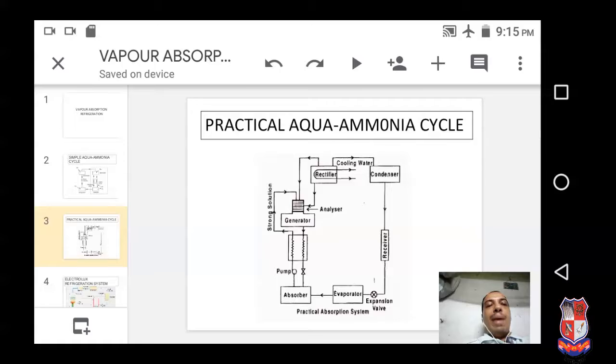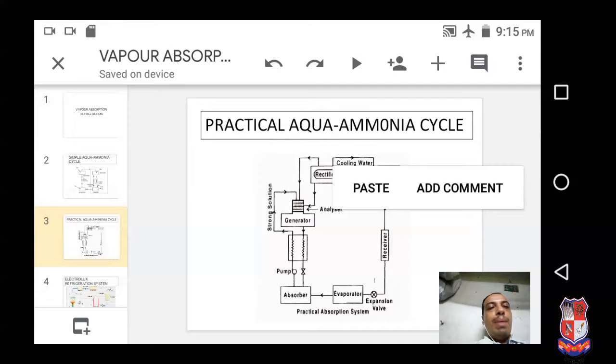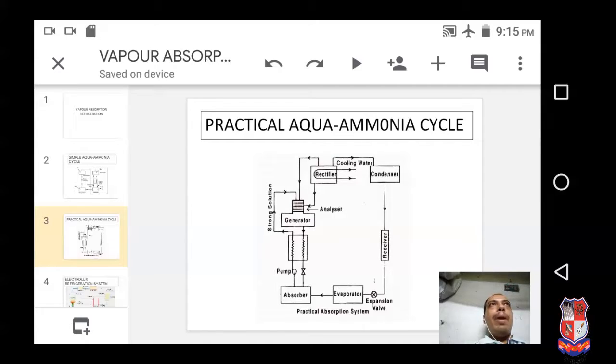When it passes through this perforated tray, some heat exchanging takes place between the vapor ammonia coming out of the generator and the strong solution. So the strong solution is preheated, as well as the high pressure, high temperature vapor ammonia coming out from the generator. Heat exchanging, or surface heat exchanging, is taking place.